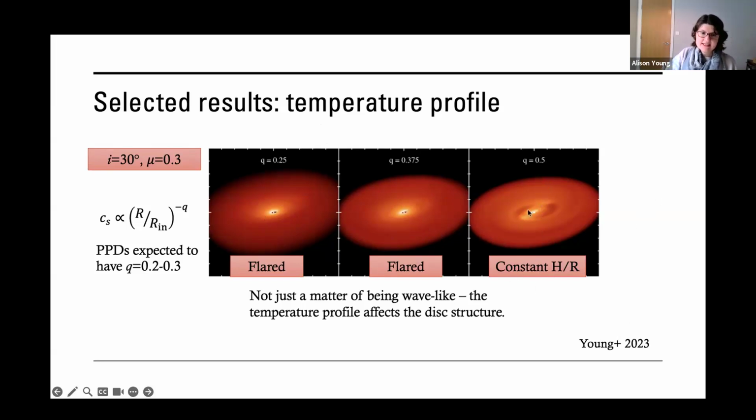You can see that there is a clear difference in the structure. So it's not just how thick the disk is, it's how that thickness changes with radius that changes how the wave propagates through the disk and whether it is likely to break or whether it's just going to produce a gentle warp. Now, protoplanetary disks are expected to have q between 2 and 3, so we're looking really at the strongly flared side, which is going to suppress any breaking.